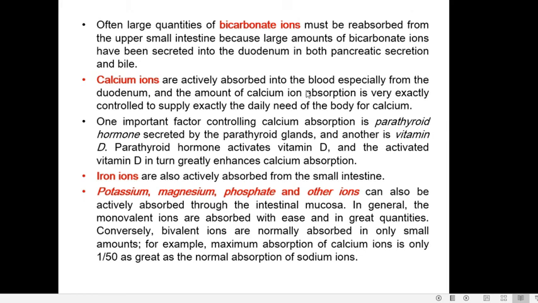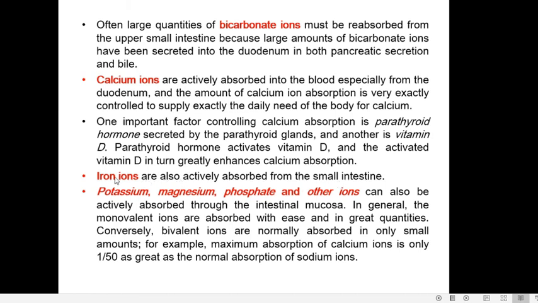Calcium ions are actively absorbed into the blood, especially in the duodenal region, and the amount of calcium absorption is such that it will meet our daily requirement of calcium. There are two factors involved in the absorption of calcium. One is a hormone secreted by the parathyroid gland, which increases calcium absorption depending upon our body requirements. Another one is vitamin D, which is also required for calcium absorption.